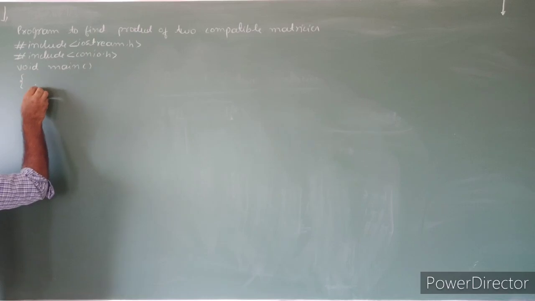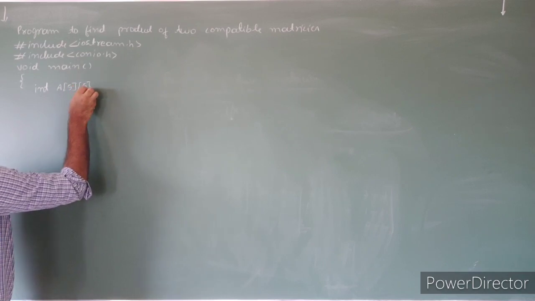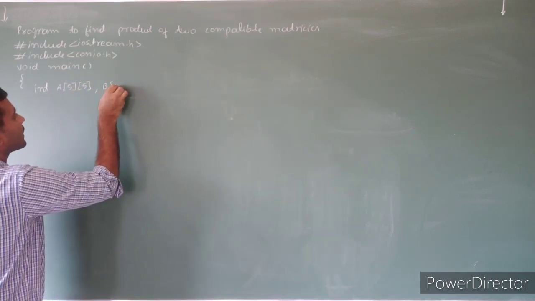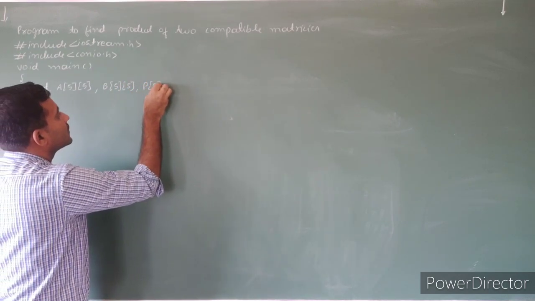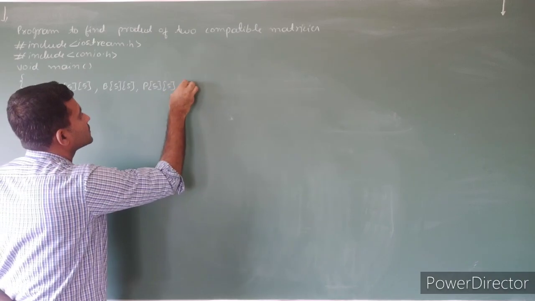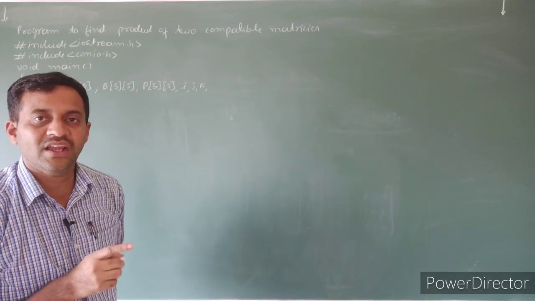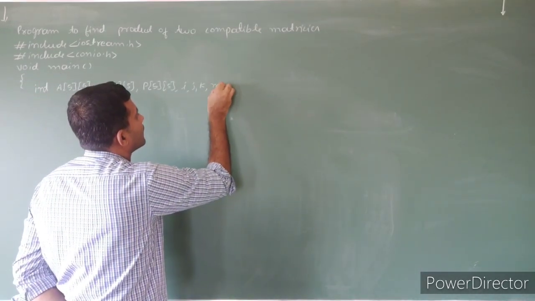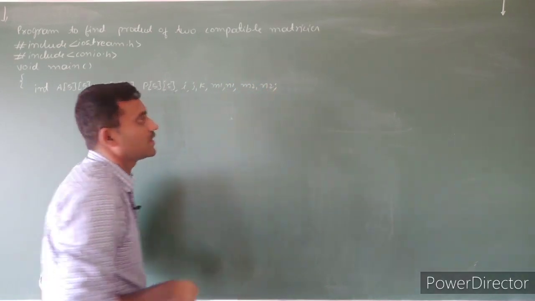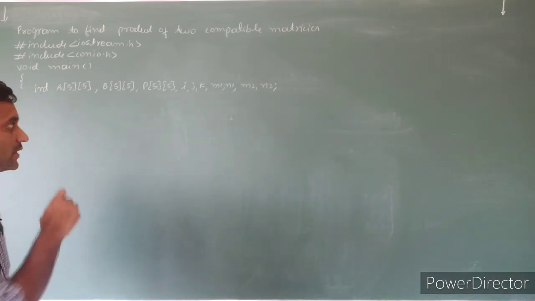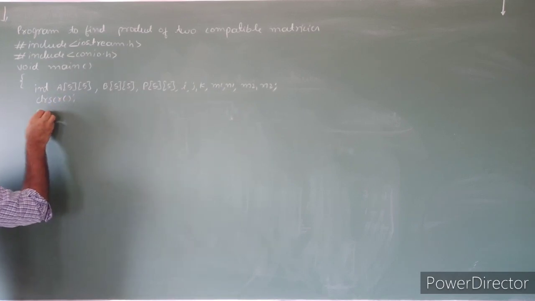Here the variables are integer A of 5, 5, the first matrix, then the second matrix. It needs a resultant matrix, that is P of 5, 5. The index values I, J, K. It needs 3 for loops, so the index values are I, J and K. Then the orders M1, N1, M2, N2. So these are the variables required for the program. Then clrscr to clear the screen.